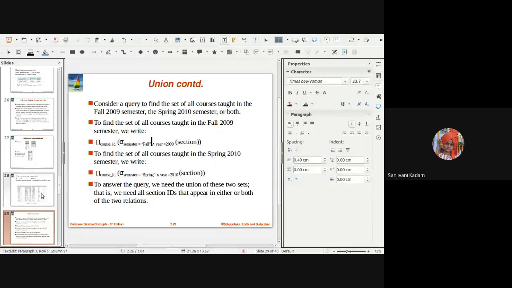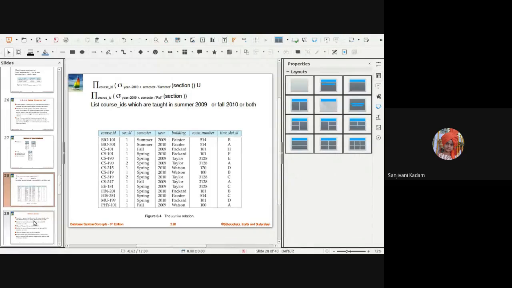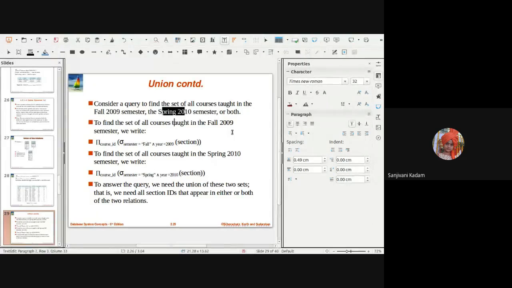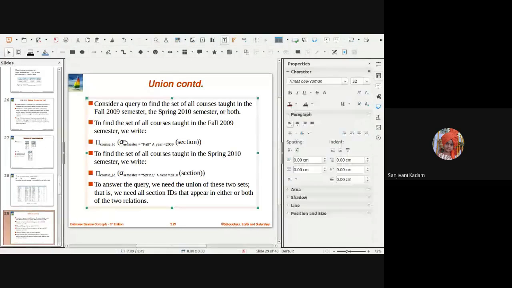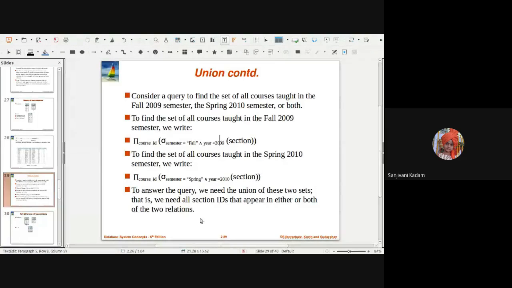Yes, here I have gone wrong. Here this is not a course relation, this is a section relation. Here you should mention the relation name very properly. The section relation is this. And here spring 2010 is used instead of summer 2009. So for getting all the courses of fall 2009, we will use this query. For selecting all the tuples or all the courses of spring 2010, we will use this query. And then we will combine the result by using a union operation.